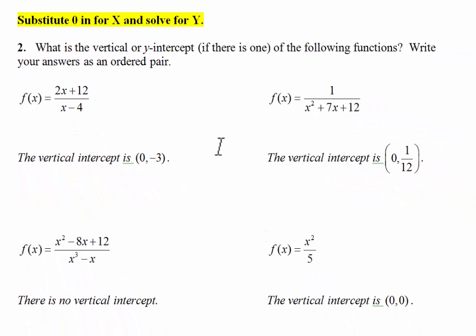And here's a clean look at all of those problems we've just solved. 0, comma, negative 3, 0, comma, 1 over 12. There is no vertical intercept because of the 0 denominator. And then the last problem, the vertical intercept was found at 0, comma, 0.